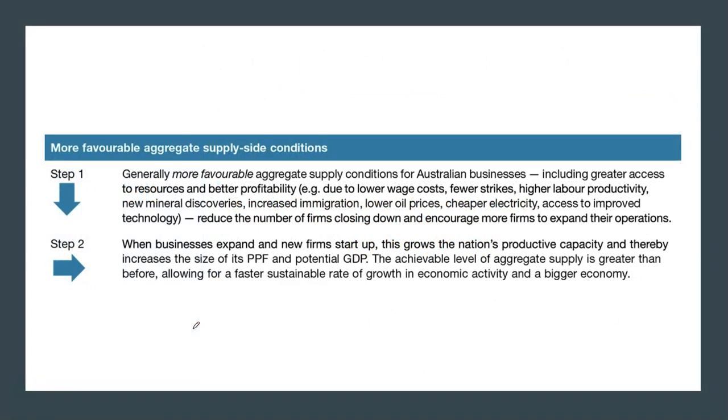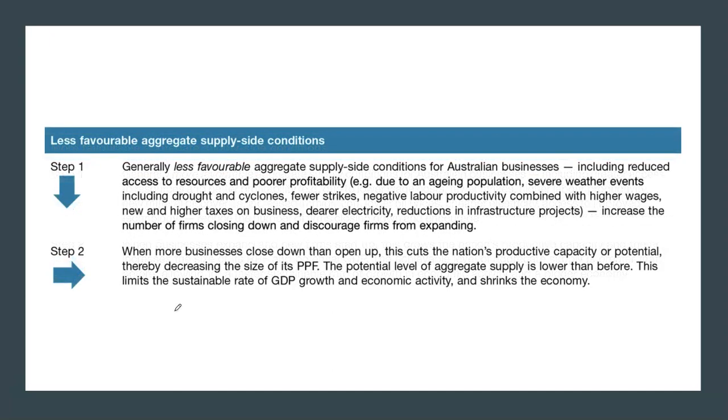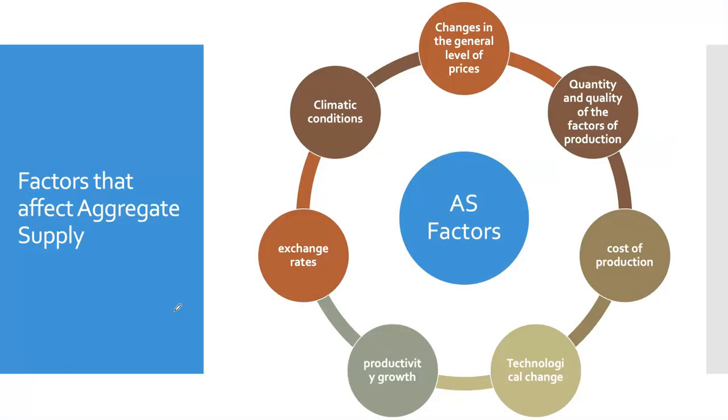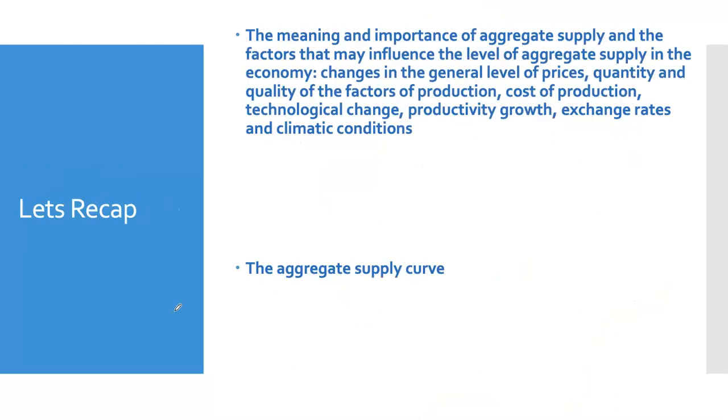Now, if you're wanting to have a look at my future slides, you're more than welcome to skim through these. This explains what happens if we have favorable aggregate supply conditions, so what happens when we have a shift to the right, and what happens when we have less favorable aggregate supply conditions, so a shift to the left. You might want to pause the video and have a look at those ones. But for now, I hope that you've understood aggregate supply and the factors that affect aggregate supply.